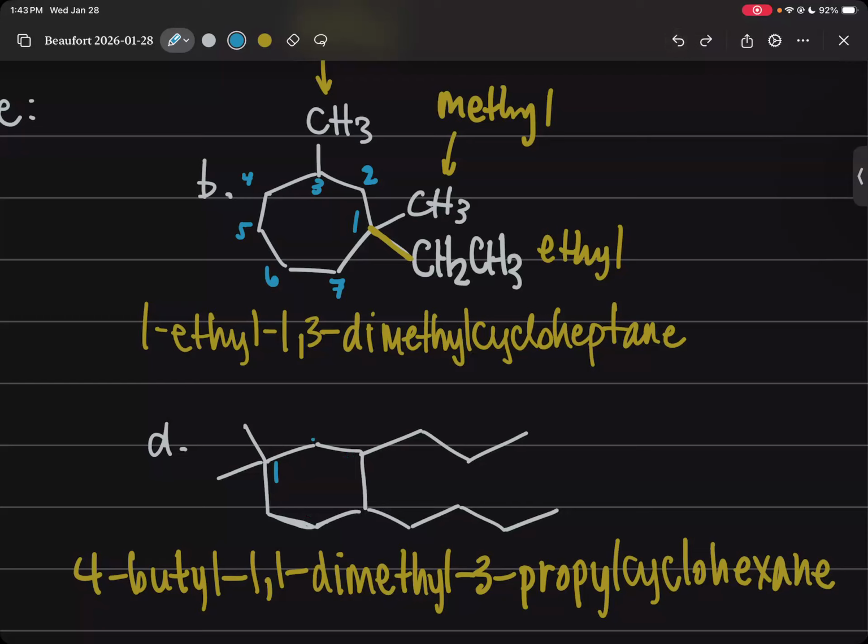So are we going around the ring or can we not, or do we have to go around? Yep, you have to go around the ring. Yeah. So we go clockwise, and now we have our other substituents on 3 and 4.